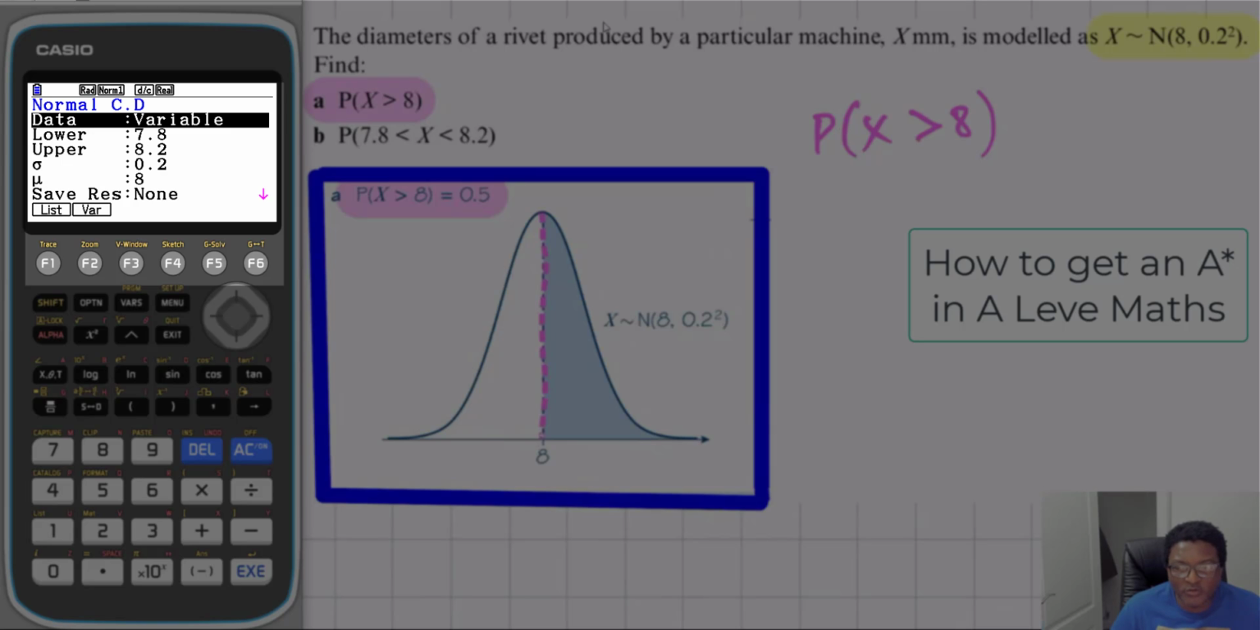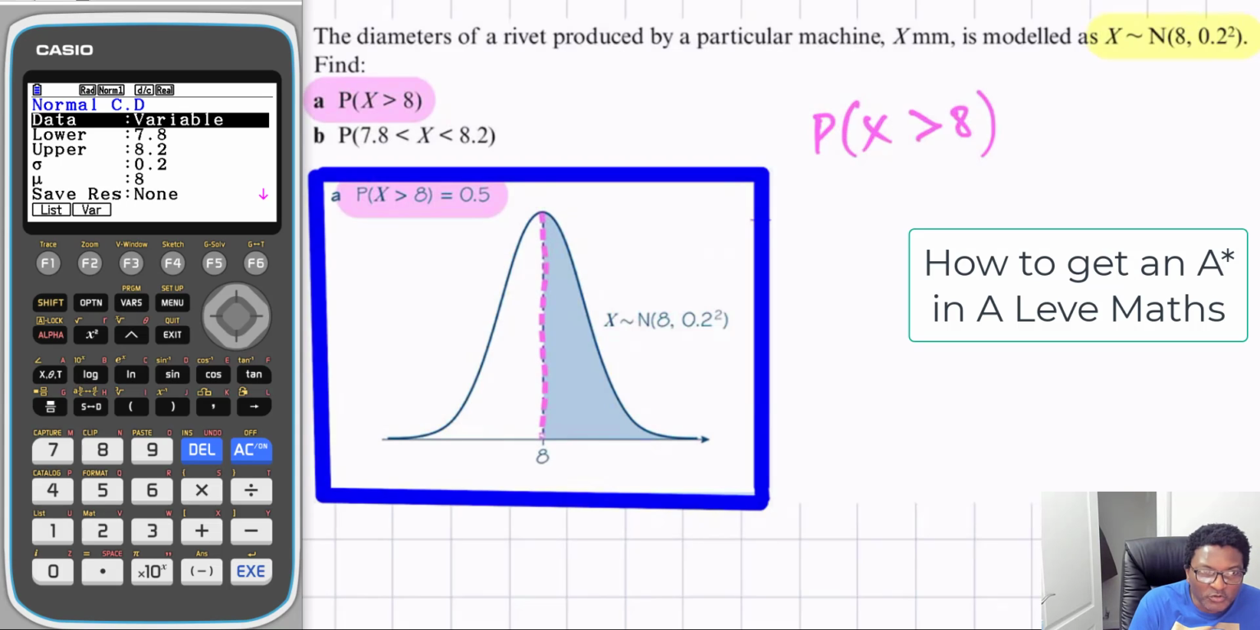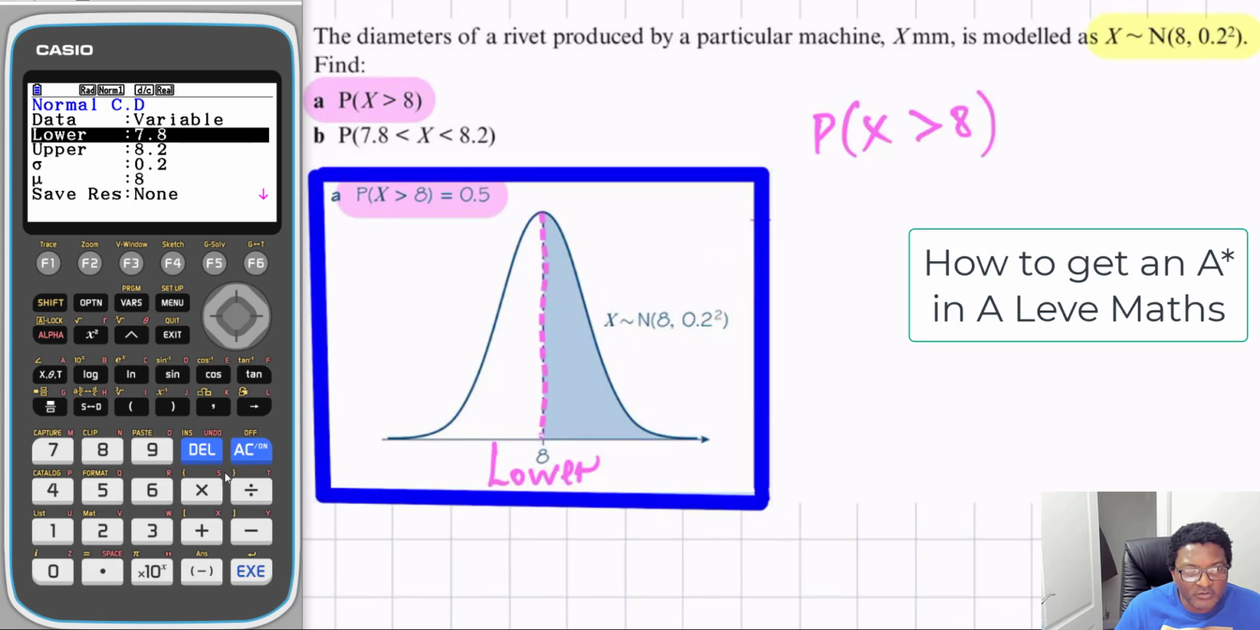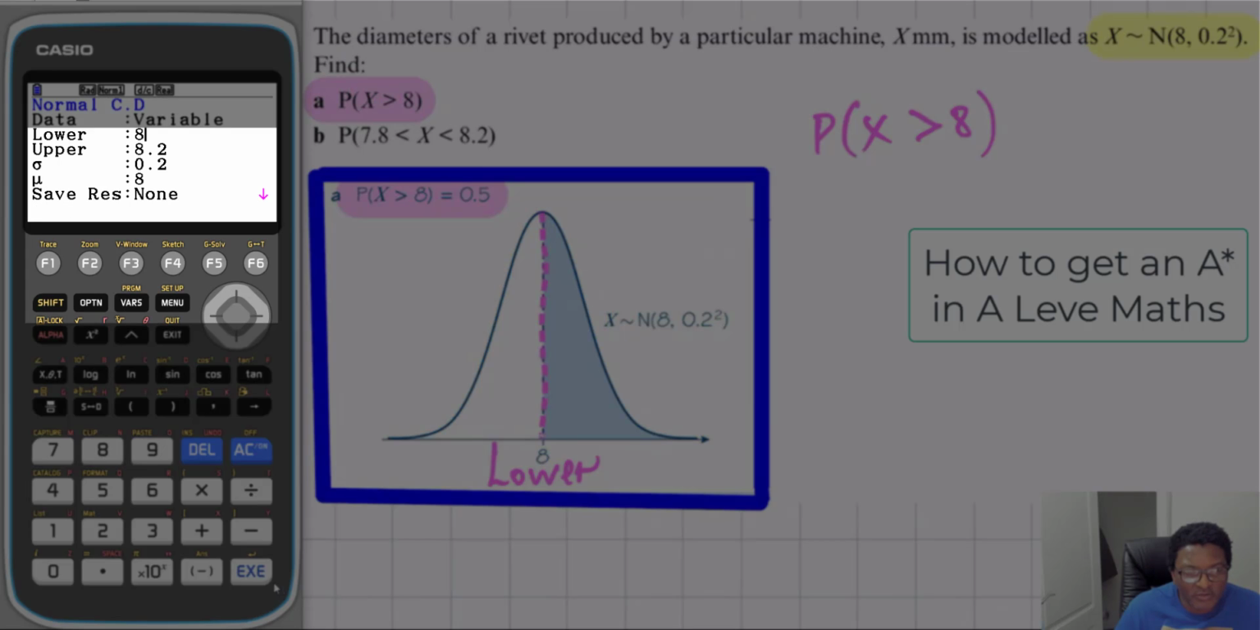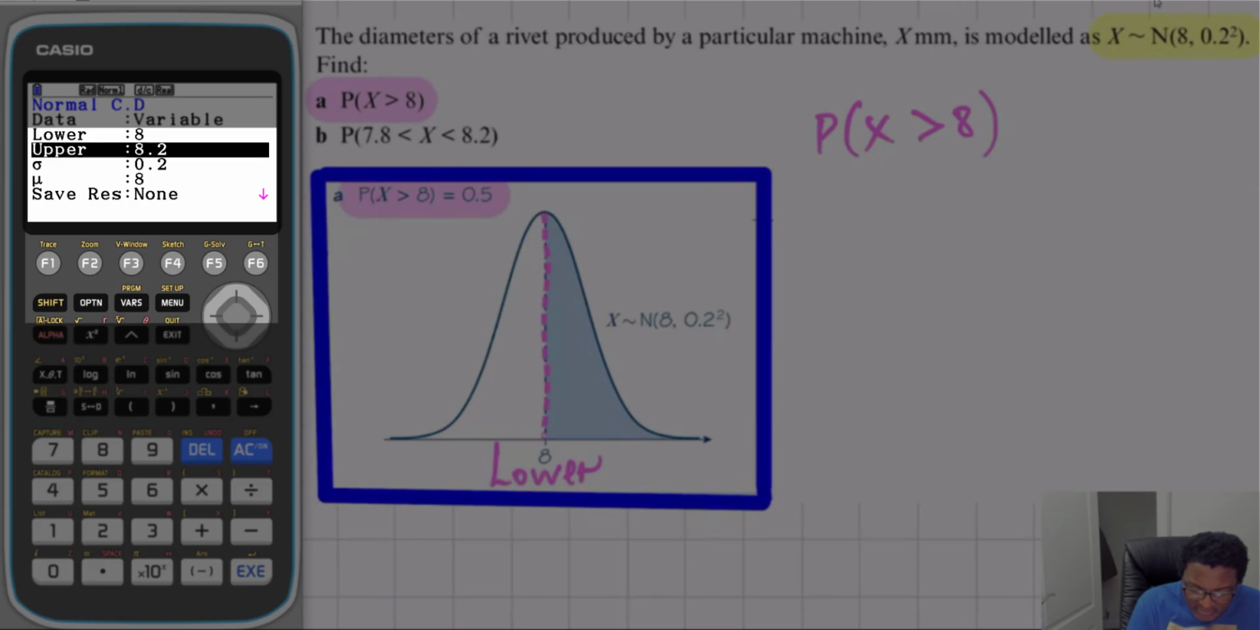Lower value, where do we start? We want to start at 8. So the lower value is 8. You would press 8 on the calculator and press execute. The upper value, we want a very large number because we want it to cover everything. So we can use 99999 for the upper value.